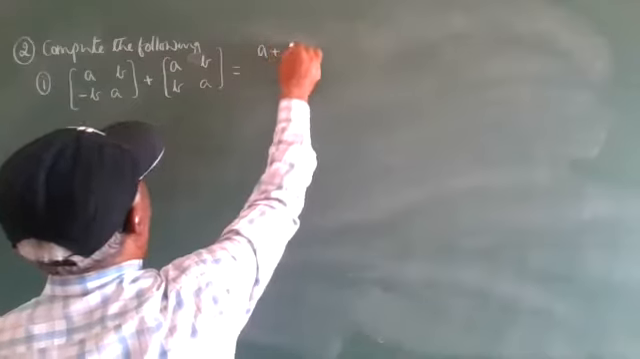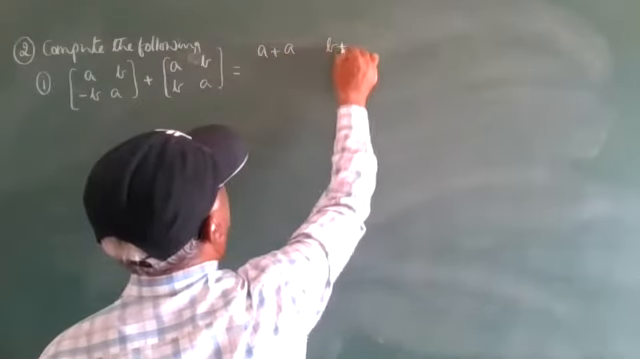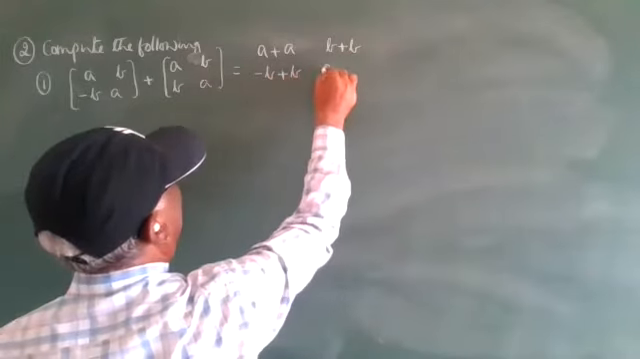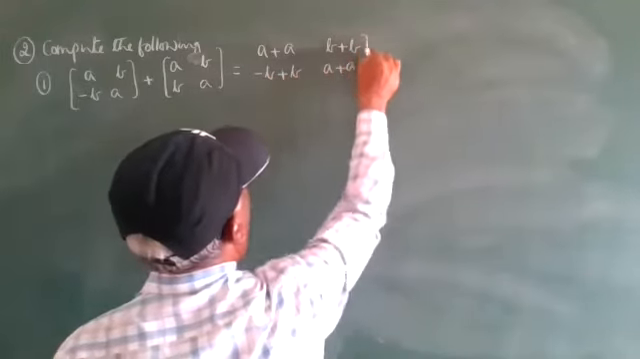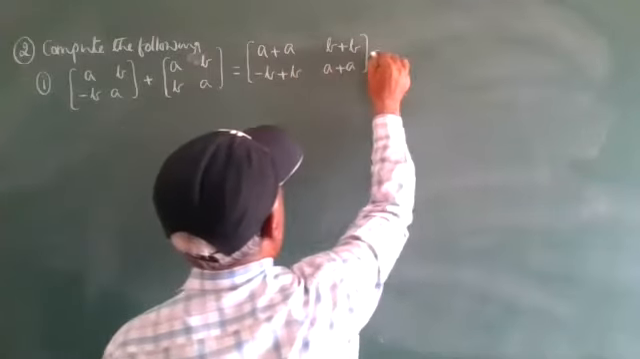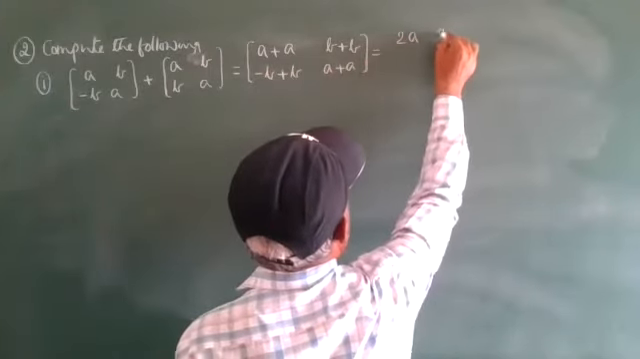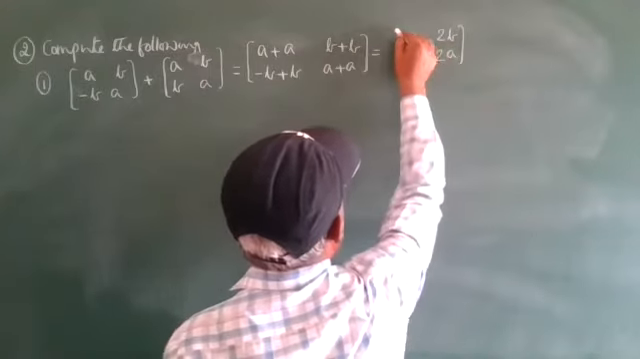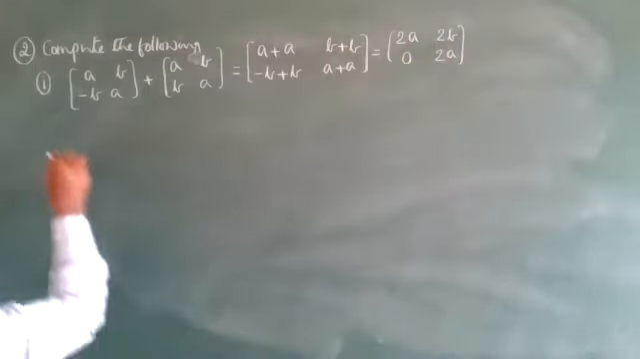A plus A, B plus B, minus B plus B, A plus A. The answer is 2A, 2B, 0 and 2A. Second bit, go through the second bit.